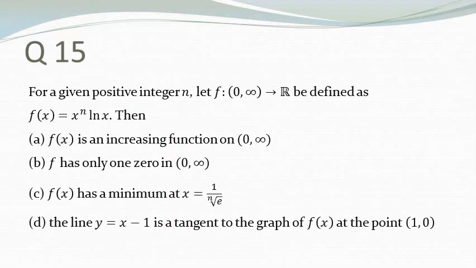Take a moment to read the question. So f of x is given by x to the power n log x, and we have to find out which among the given options are true for this function. How do we do this question?